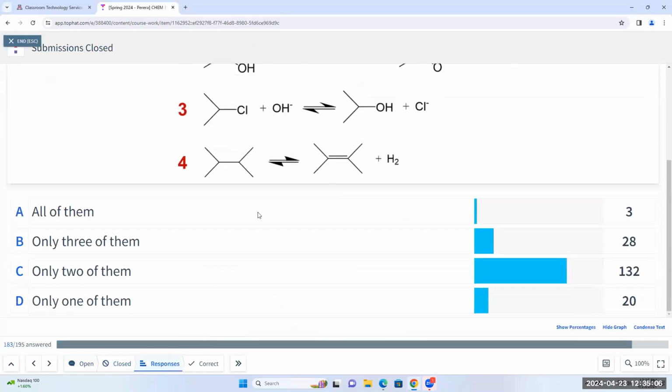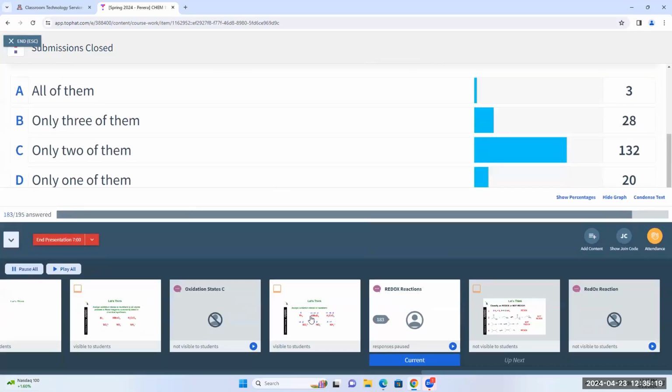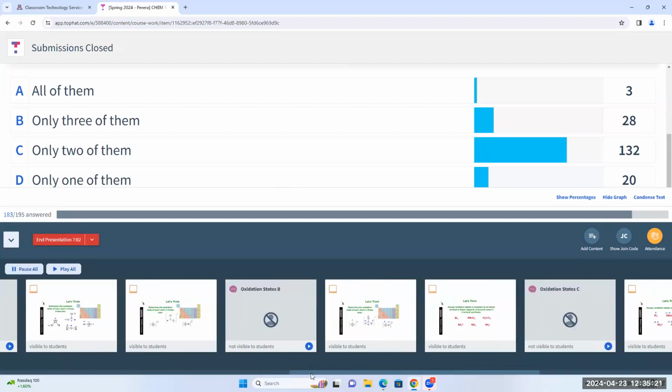So here are our responses. 3 of them, 2 of them, okay? So most of us selected only 2 of them. Now we'll reveal the answer a little bit later, but not now. We'll get there in a second, okay? Now, give me like 15 minutes to get to that slide.